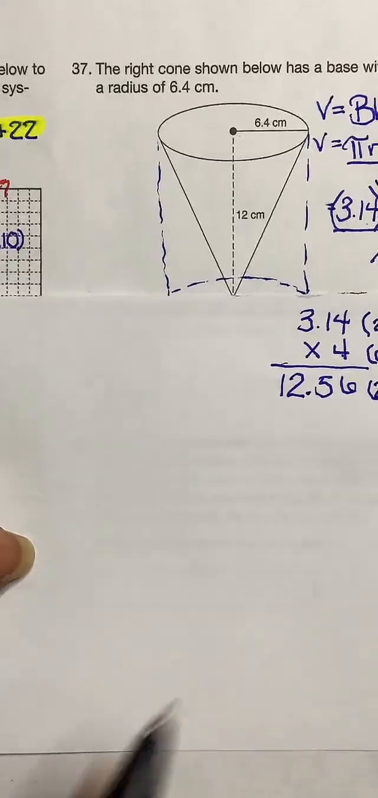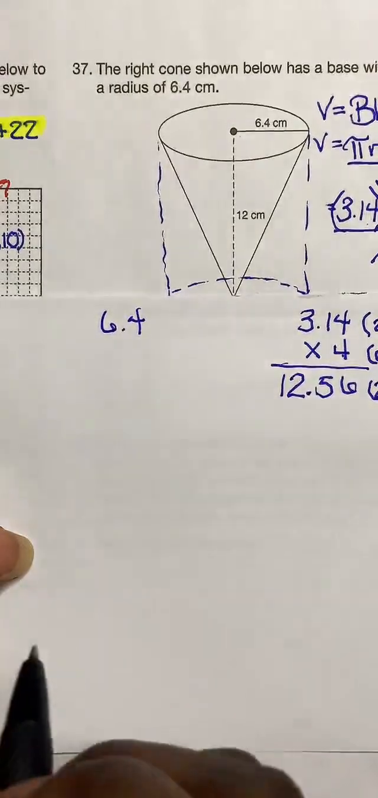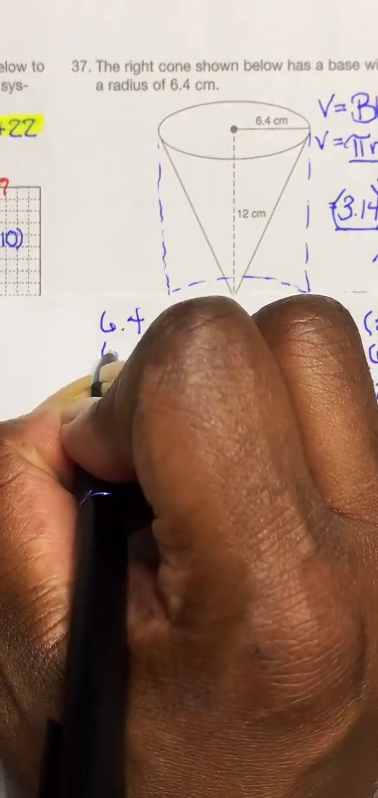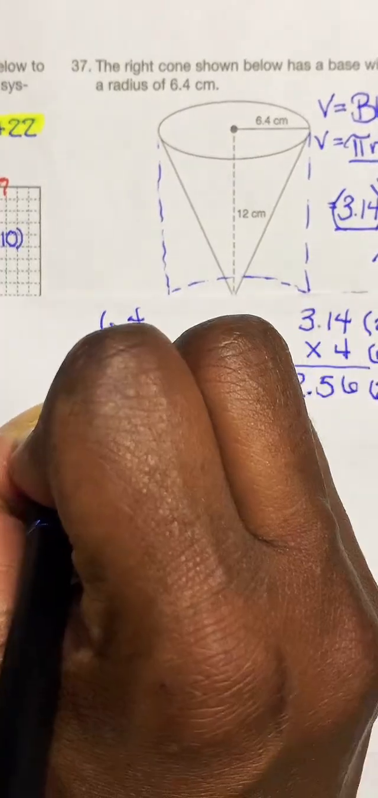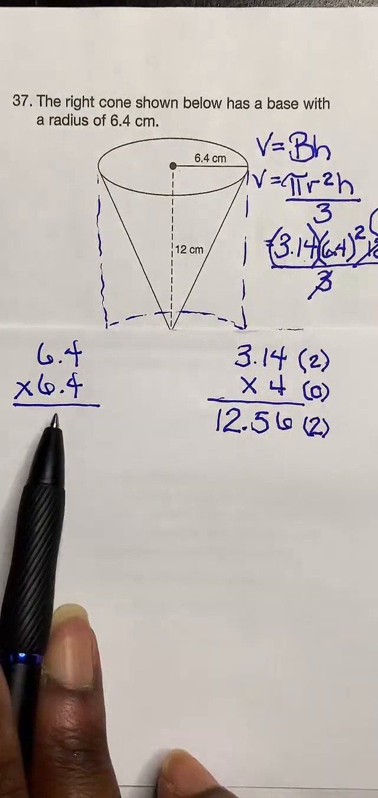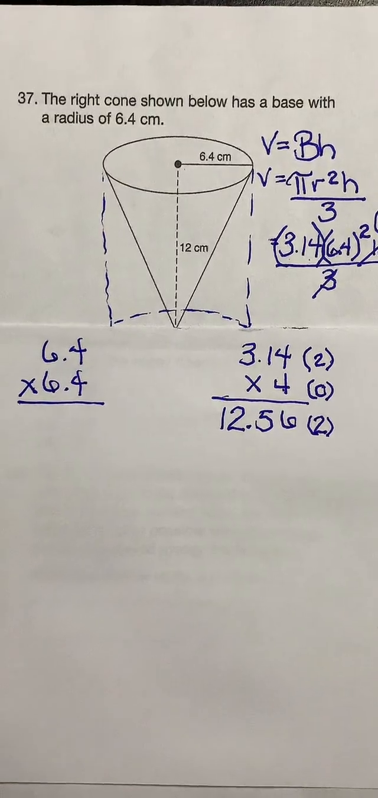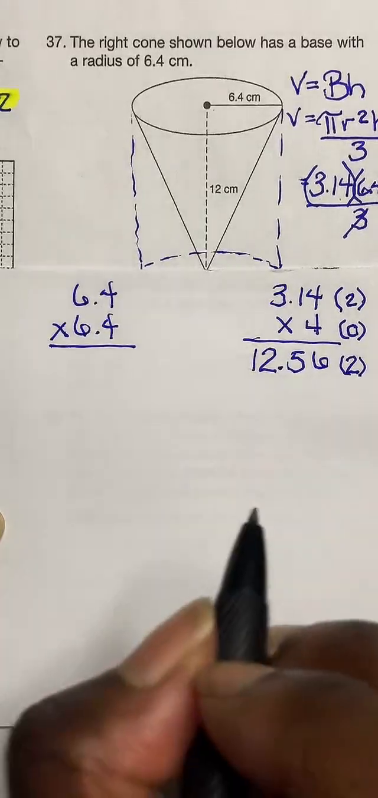Now, I'm going to tell you, when you square your 6.4, you're not multiplying it by 2. You're multiplying it by itself. When it's raised to the second power, that means your base, which was the 6.4, is being multiplied by itself 2 times.